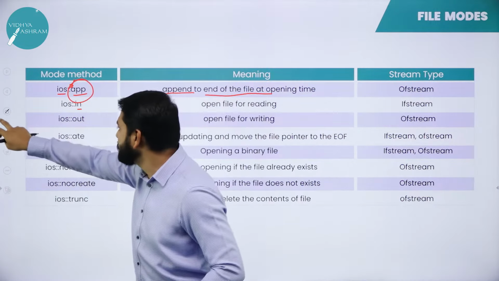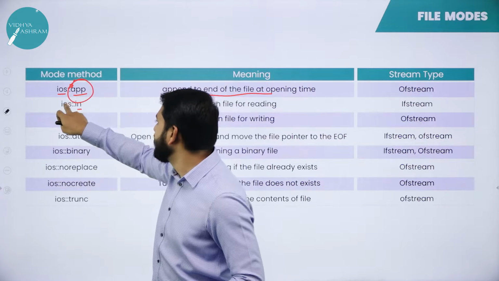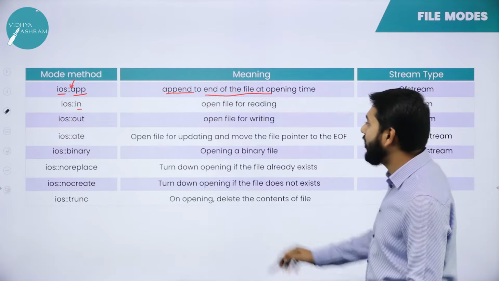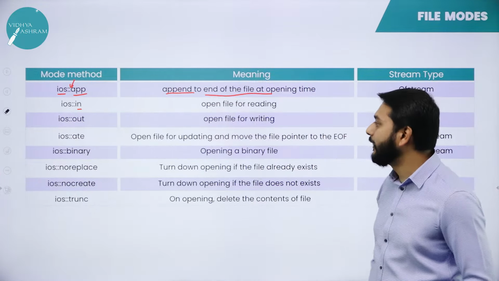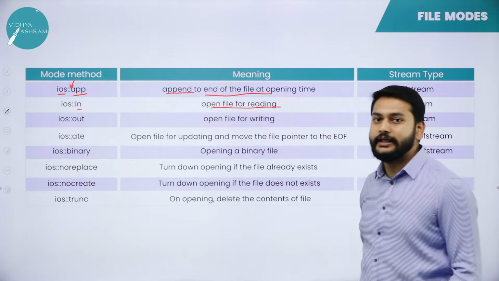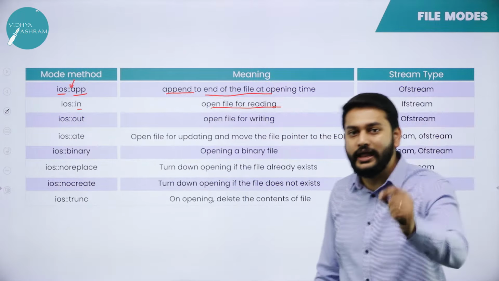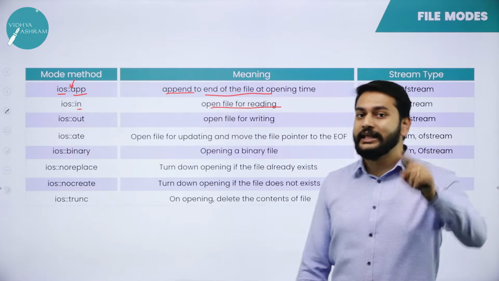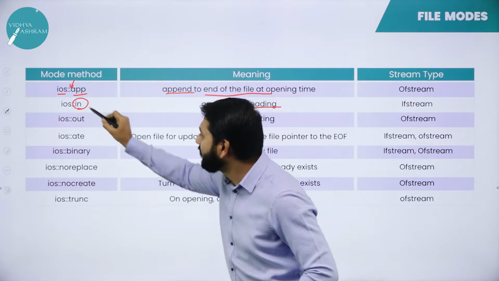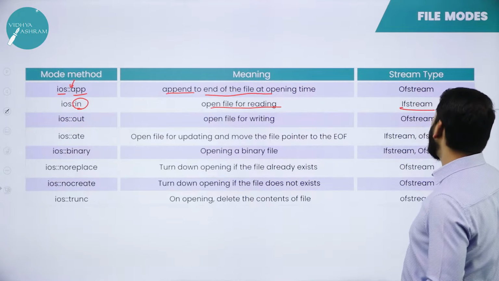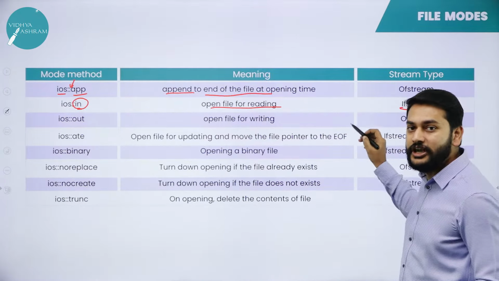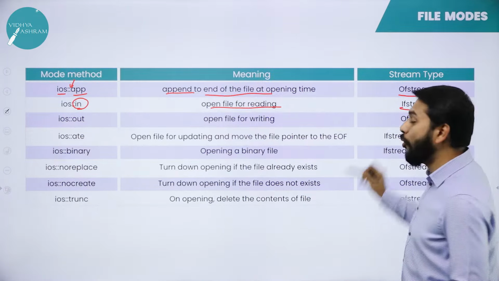What is the next method that I have? Guys, can you just recollect it? I have in. Why do I have in? Open file for reading. Guys, if you use a method called in, you will open the file for reading. Please observe this method: the in method belongs to IF stream. This method belongs to which stream? IF stream.